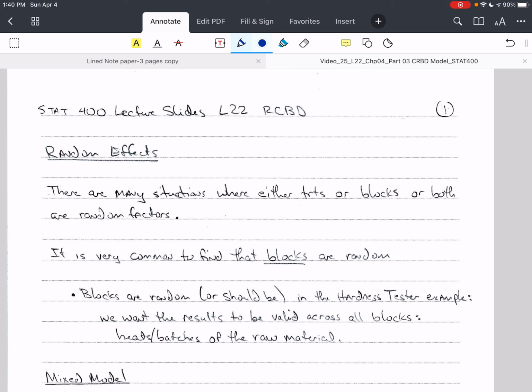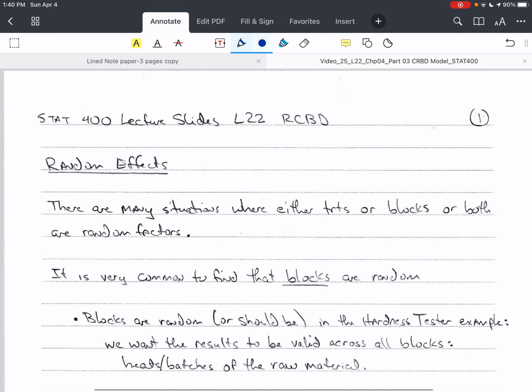So last time we talked about fixed effects, that both the treatments and the blocks are fixed effects. That is not actually a very common occurrence. It's more common for us to have at least one random factor. So there are many situations where the treatments are random, the blocks are random, or both are random. But it is extremely common to find that the blocks are random.